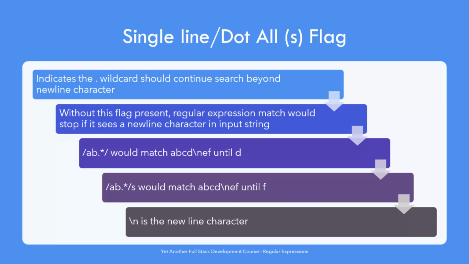Okay, next is the S flag, also known as dotAll or single line flag, which indicates that a dot wildcard should continue search beyond any new line character. Without this flag, a dot star operation, let's say in a regular expression, would stop searching if it hits a new line character. So let's clarify this with an example.